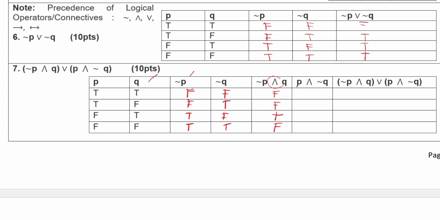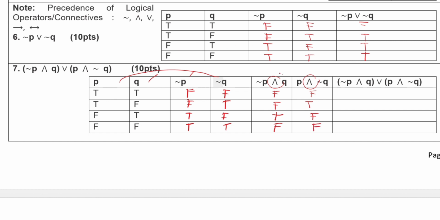After that, P and not Q. So we're also going to use the conjunction, or and. So P, then not Q. Okay, it's only true if both P and not Q are both true. So here we have true. The rest are false. Only the second row is true.